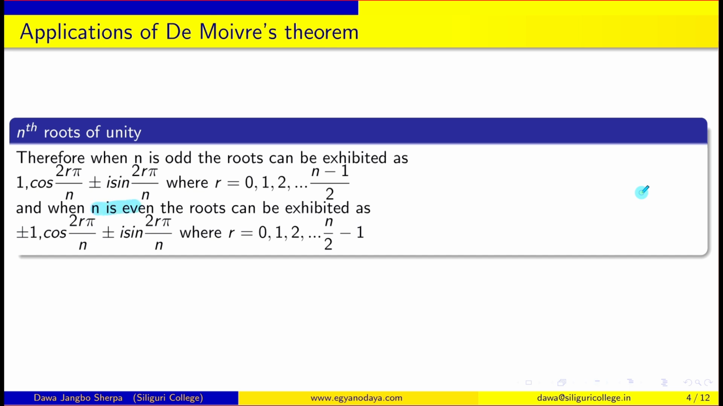Similarly, when n is even, the roots can be exhibited as plus minus 1. These are the two real roots when n is even, and the other roots are cos 2r pi by n plus minus I sine 2r pi by n. So here also roots occur in conjugate pairs. R runs from 0 to n by 2 minus 1.